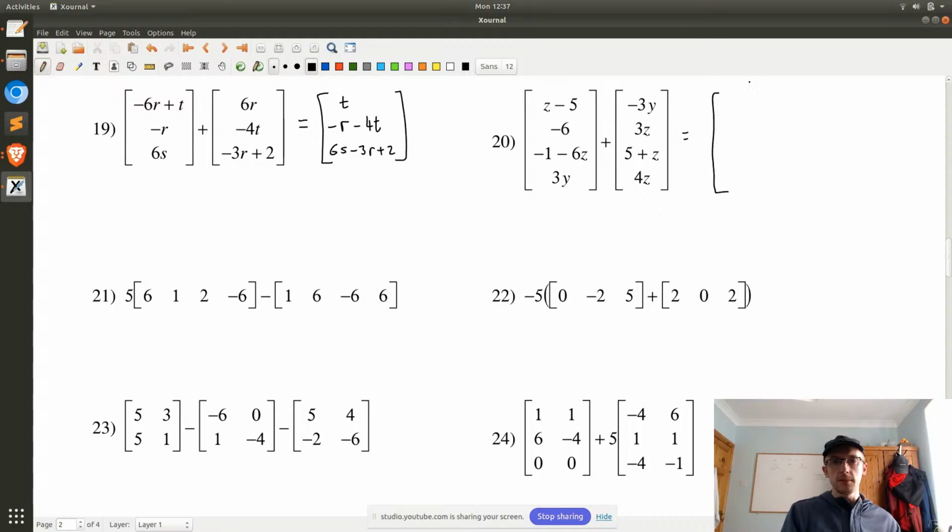What about over here? This would be z, take 5, take 3y. This here would be negative 6, add 3z. I'll put a bar through my z so it doesn't look like a 2. Here, negative 1, take 6z, add 5, add z. So that's going to be 4, take 5z. And down here, just 3y, add 4z. Great.